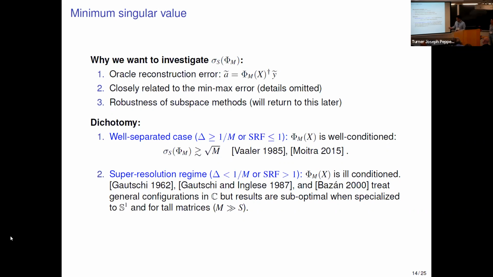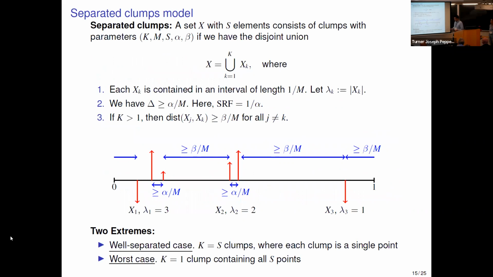But once we go into the super resolution regime, the regime we care about the most, these matrices could be ill-conditioned, and there's not a lot of great results for this prior to our work. And this is because many classical works treat general configurations, which tend to be quite different from the nodes on the circle case. And moreover, we're always dealing with these very tall matrices, which behave quite differently from square matrices that were studied before. So what can we say about these matrices in the super resolution regime?